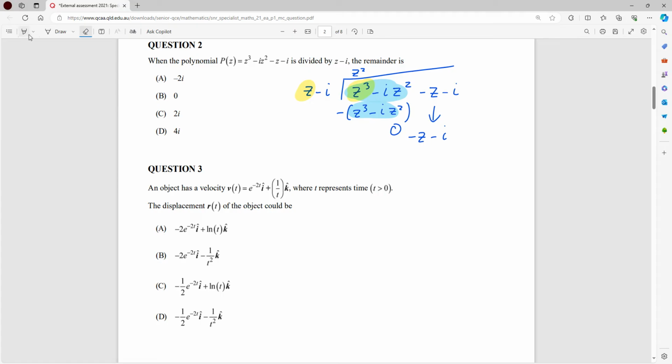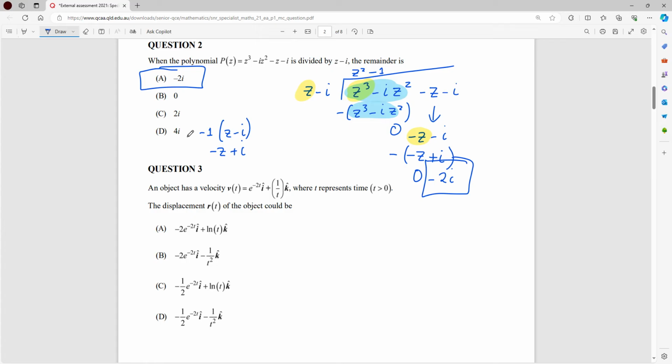Then it'll be negative z divided by z, so you get a negative 1 up here. Then you have negative 1 times z minus i, so you get negative z plus i, and then you subtract it down here, so minus negative z plus i, and we can see we've done it correctly because the first term cancels out, so you get 0. Then you have negative i minus i, so it's negative 2i, and that is our remainder. We can't do any more long division on that. The correct answer is A straight away. And that's how you do that one.